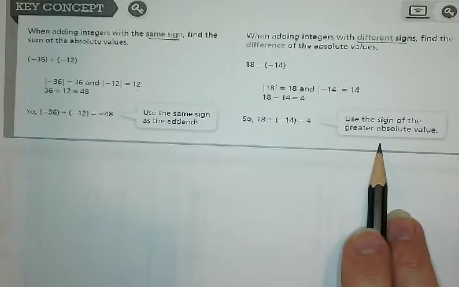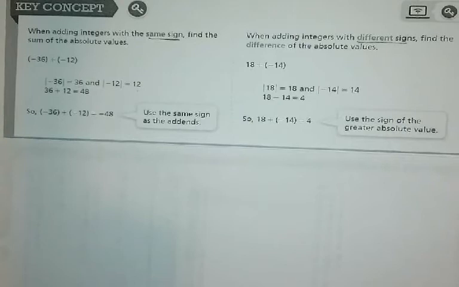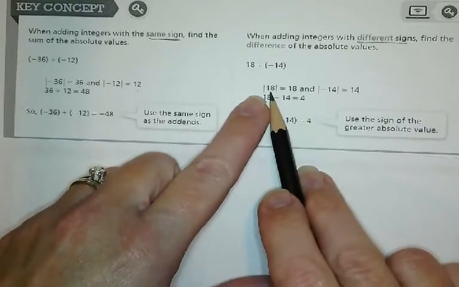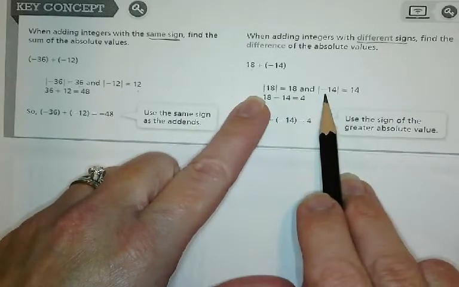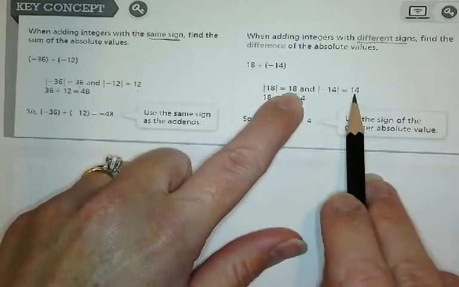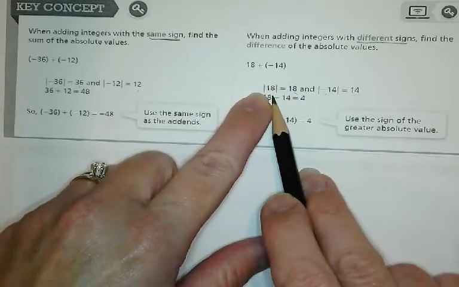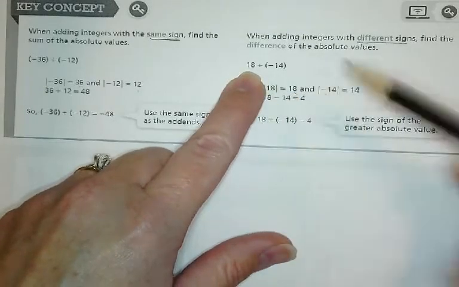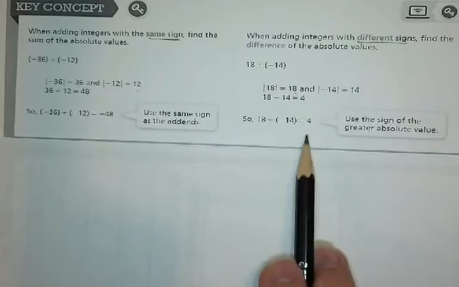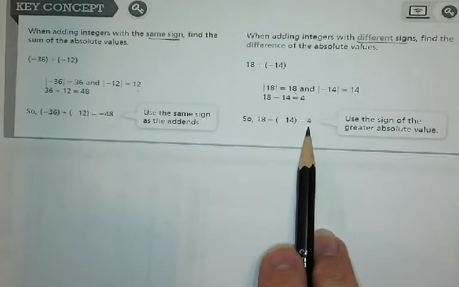Now here's the big rule that you have to remember. You need to use the sign of the greater absolute value when adding integers with different signs. So again, the absolute value of 18 is 18, and the absolute value of -14 is 14. 18 is bigger than 14. So we go back to the original problem, and we see that 18 was positive. So the final answer will be a +4.